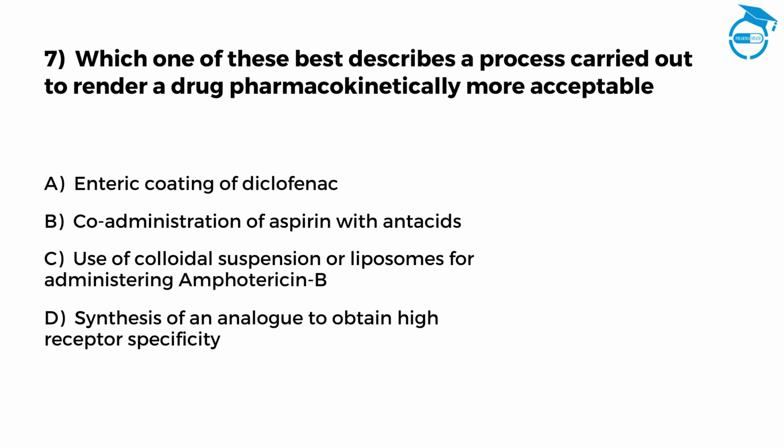Which one of these best describes a process carried out to render a drug pharmacokinetically more acceptable? Option A, enteric coating of diclofenac. Option B, co-administration of aspirin with antacids. Option C, use of colloidal suspension or liposomes for administering amphotericin-B. Option D, synthesis of an analog to obtain high receptor specificity. Only 7 seconds left. Post your answer in comments.